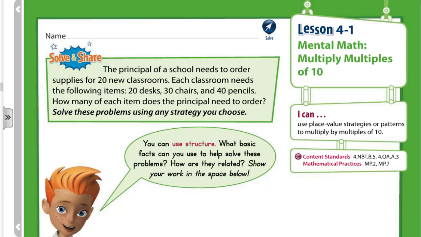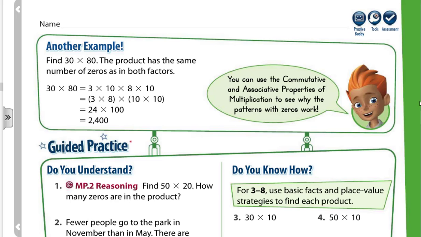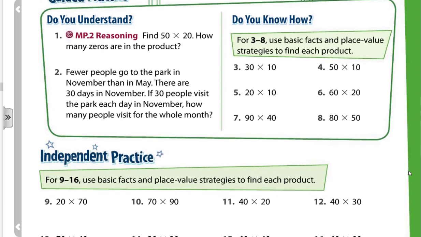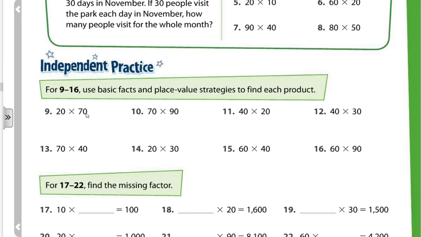Today it's mental math. Our lesson is multiply multiples of 10. And what we will do today, by the end of this session, we will be able to solve questions like these: 20 multiplied by 70, 70 multiplied by 90. Of course, this is the first time for us to multiply two digits by two digits. So that's what we will do.